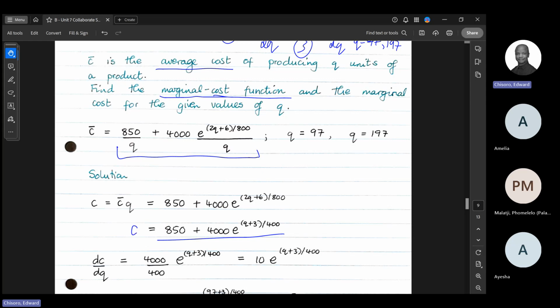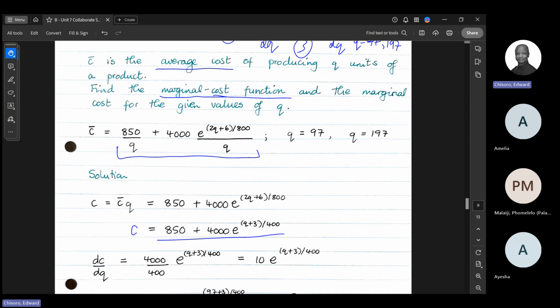So this is our cost function. I just simplified this power for the exponential because 2q plus 6 does factor out to give us 2 times (q plus 3) all over 800, which is just (q plus 3) all over 400. Okay. And secondly, to get our derivative, we just differentiate this with respect to q.